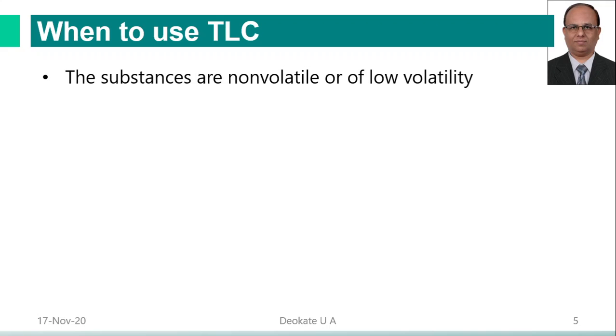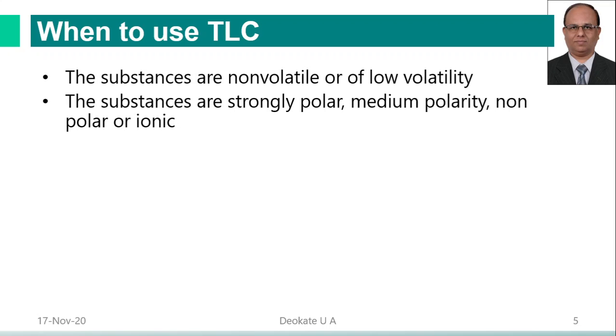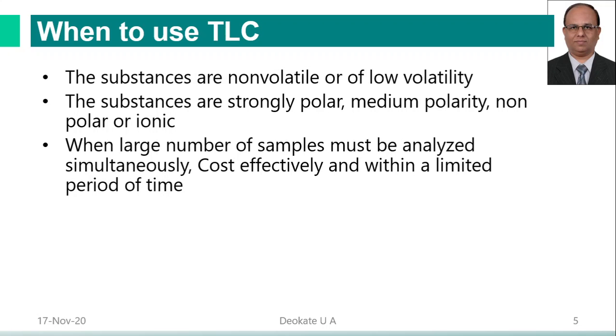When to use the TLC? All of you know the various chromatography, paper chromatography you have studied. Now, here, when to use the TLC? When the substances are non-volatile or of low volatility, we can go for thin layer chromatography. The substances may be strongly polar, mediumly polar, non-polar, or ionic. Any type of substance can be separated with thin layer chromatography.